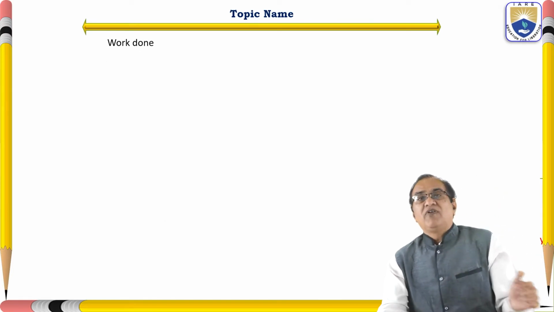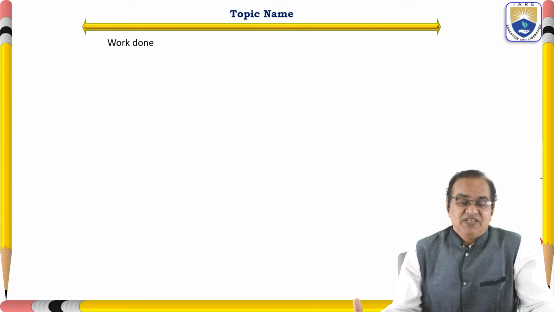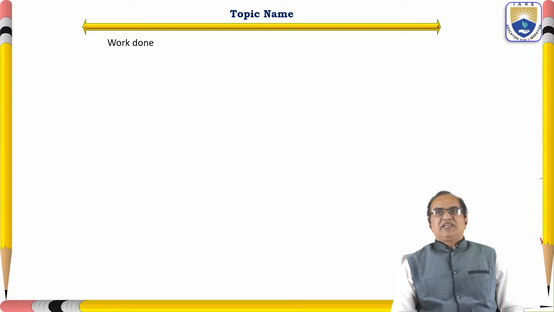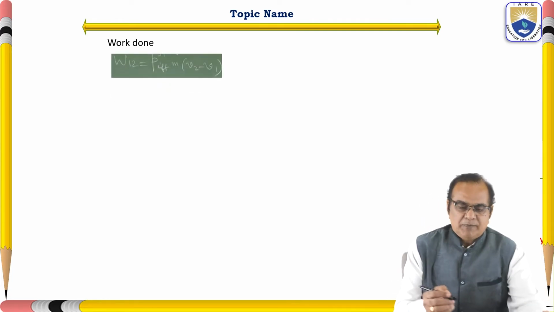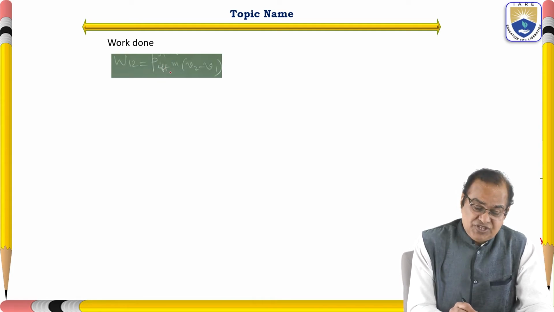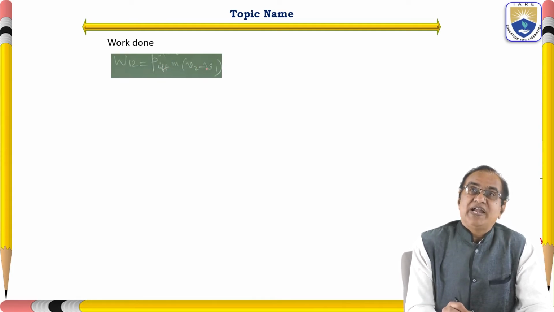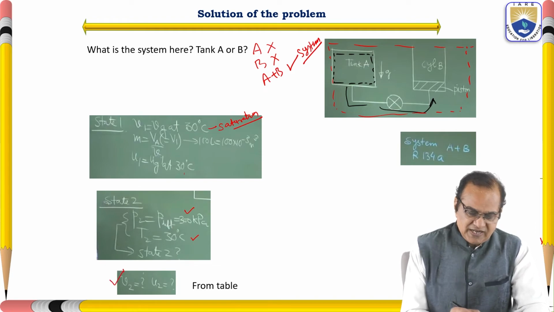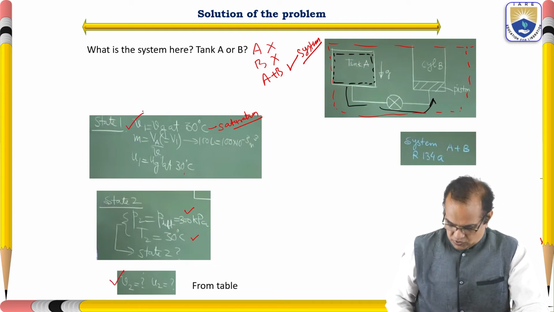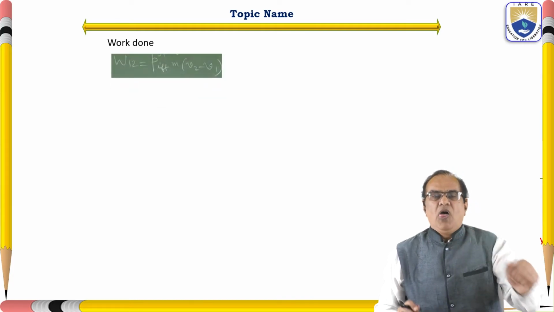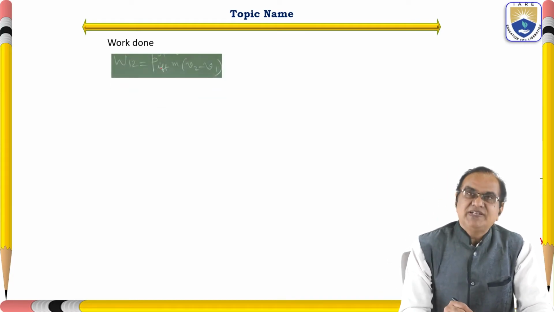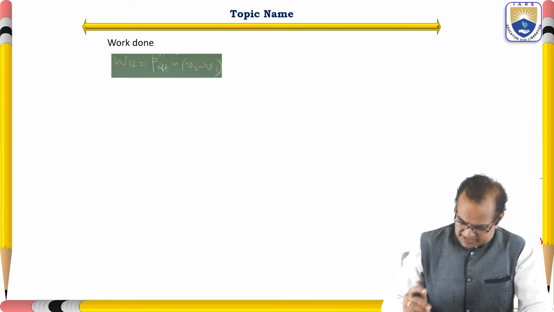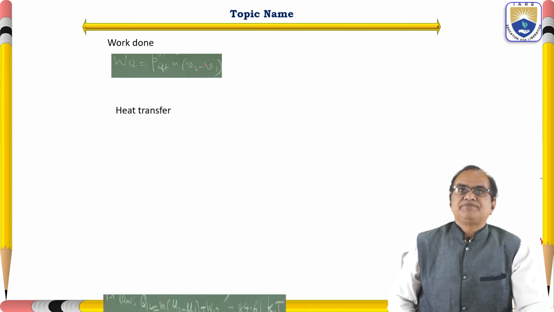Now we have to find out the work done. We know the work done is equal to PdV. For simple compressible substances, the work done is equal to PdV. So here P is P lift, given as 300 kilopascal. V2 and V1 we have got from here. If you see, V2 we got here, V1 we got from here. So we got everything. Mass is also given. So work done is P lift into mass into V2 minus V1. We will get the work done from here.